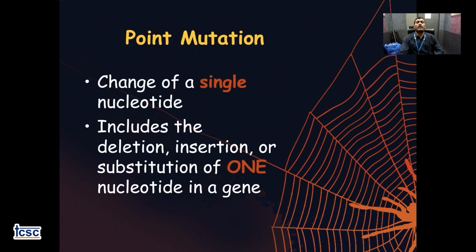First, what is meant by point mutation? Point mutation means a change in a single nucleotide. It doesn't matter whether it's due to deletion, inversion, insertion, or substitution. If there is a change in a single nucleotide, you can blindly say it is a point mutation. You can see on the screen, it includes the deletion, insertion or substitution of one nucleotide in a gene. They are called point mutations.